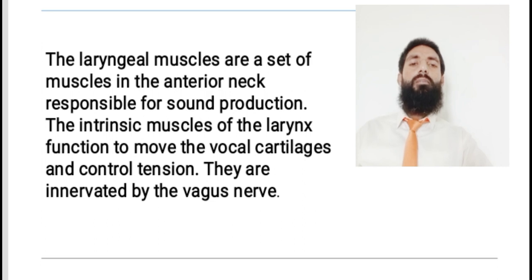Basically, this is a nerve which stimulates the vocal cords and the vocal cartilage to control the tension in order to have full control over how our voice is to be phonated.